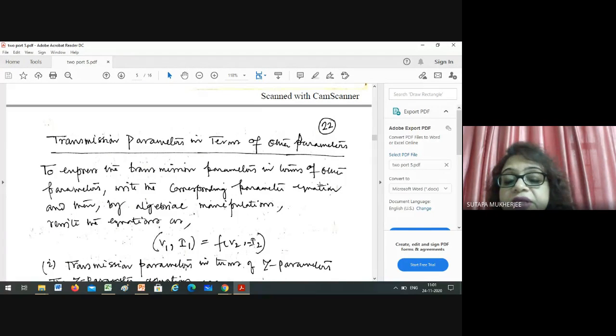Now these transmission parameters you have to convert to Z parameters.